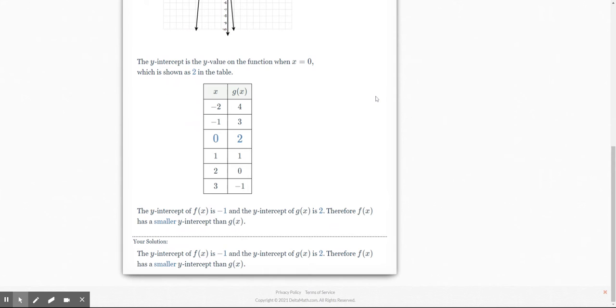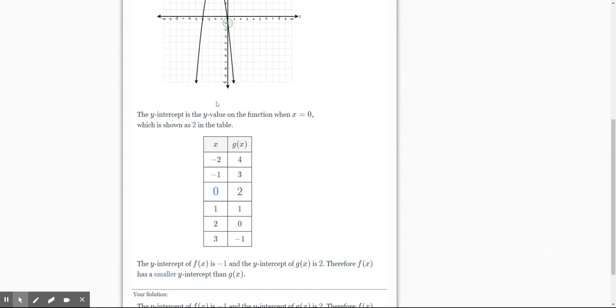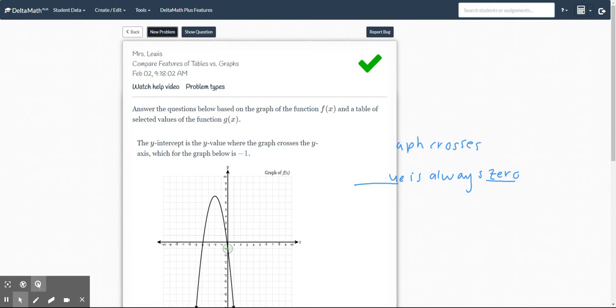So again, here we're just practicing our vocabulary terms. We just look at the y-intercept. We're going to look at the x-intercept and then the minimum and the maximum. So we're practicing those vocabulary terms, and then looking at how we identify those values in different forms, graphically and in a table. So let's go ahead and start looking at the x-intercept now.